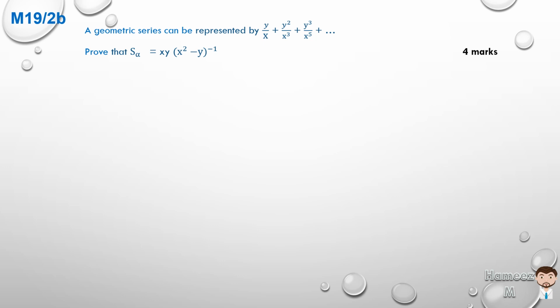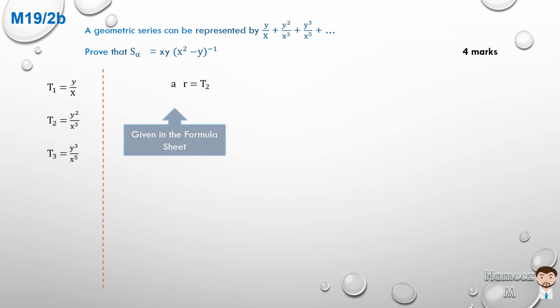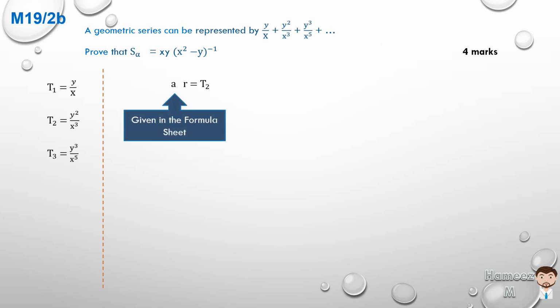And what do we know? We know the first term, t1, is y on x. And the second term is y squared on x cubed. And the third term, t3, is y cubed on x to the 5th. And if we consider for a geometric series, a times r is equal to t2. And this comes from the formula which is given, that a r to the n minus 1 is equal to t n for a GP.